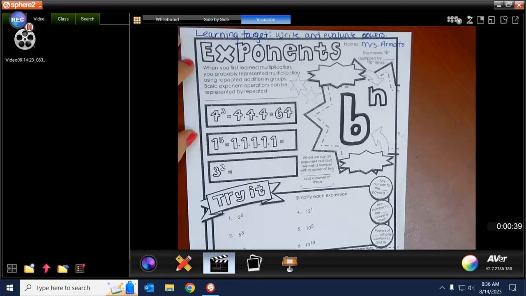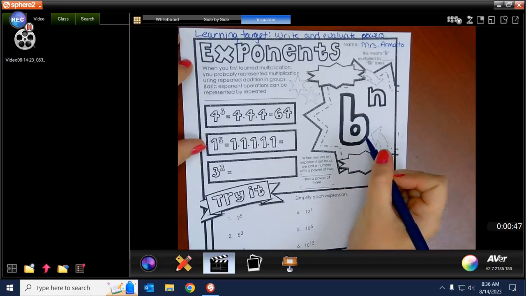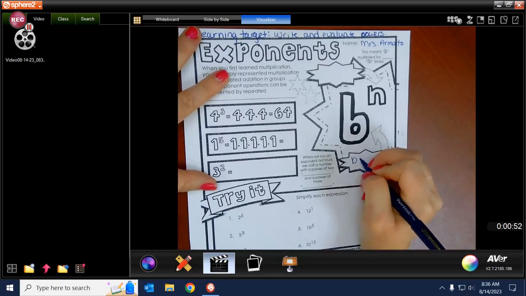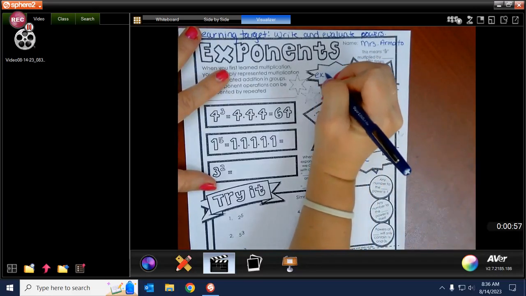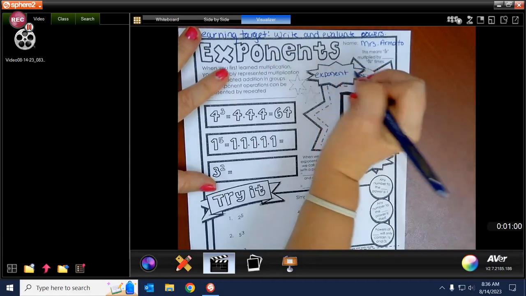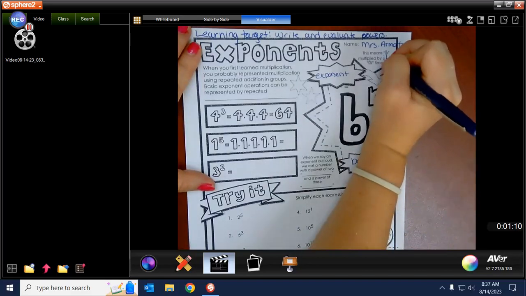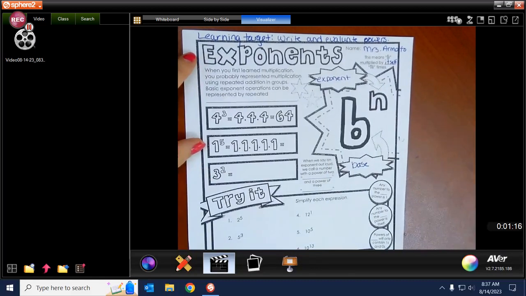Alright, so now let's talk about powers. This whole thing is a power. This part where the B is usually a number, and it is the base, and the N is the exponent. And this means B multiplied by itself n times. Go ahead and pause and fill those two things in.